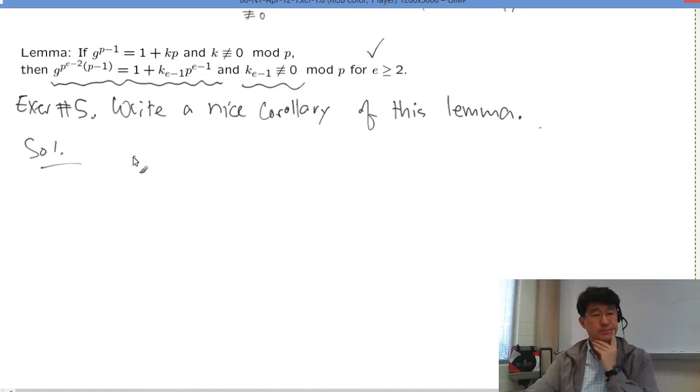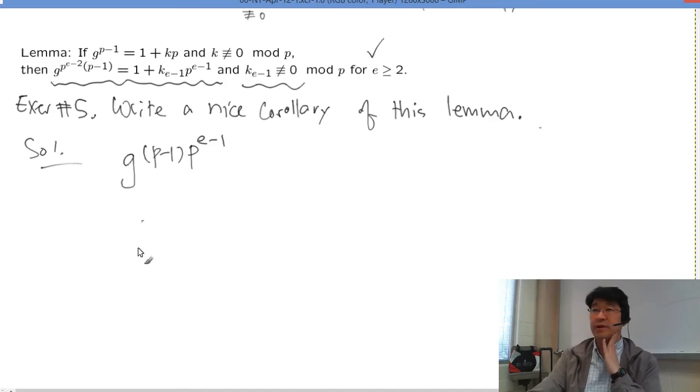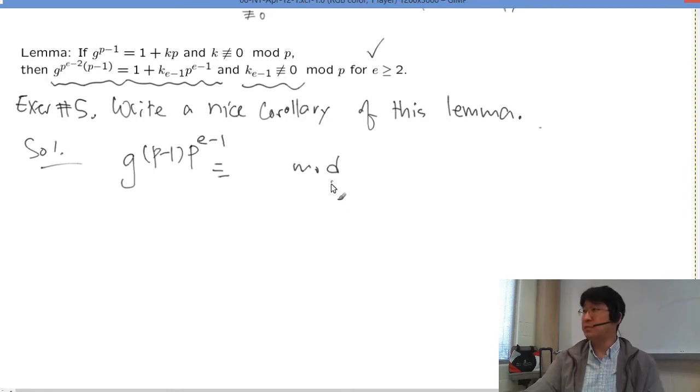How about that g to the p minus 1, p to the e minus 1? How about that one? You know that one, right? Is congruent to what mod what? It has nothing to do with g being a primitive root. It always works: 1 mod p to the e. That does not require a primitive root, right? But how do you know?